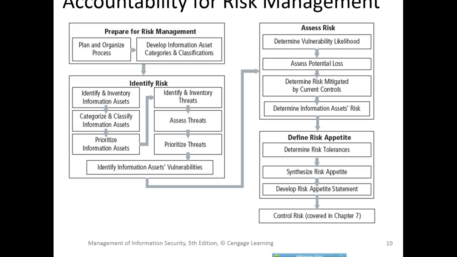Also, they need to define the organization's risk appetite. That includes identifying individual risk tolerance for each information asset. They also need to combine or synthesize these individual risk tolerances into a coherent risk appetite statement. At the end, they need to evaluate the risk controls, determining which control options are cost effective. They need to acquire or install the appropriate controls, and they need to oversee the process to make sure that the controls remain in effect.